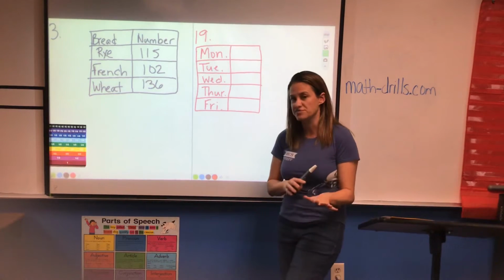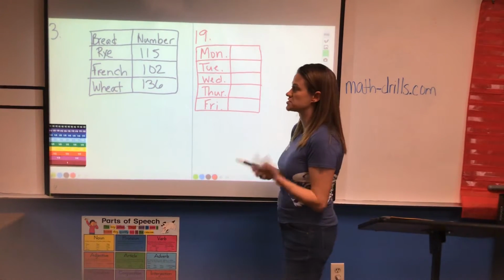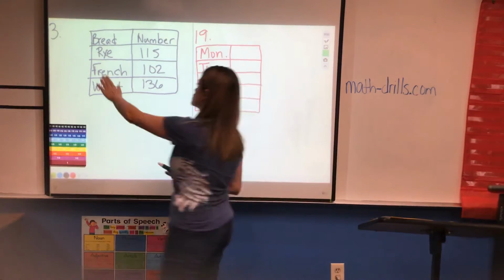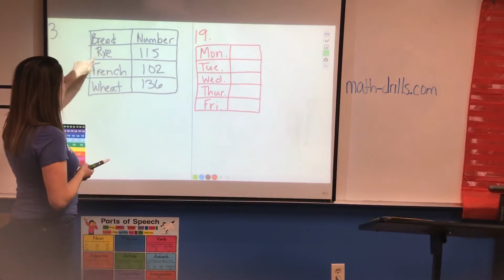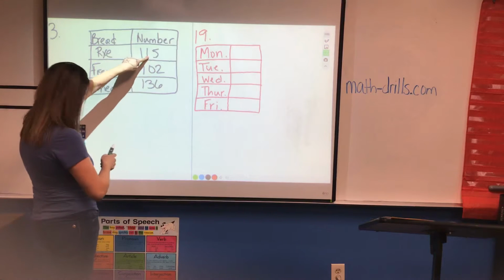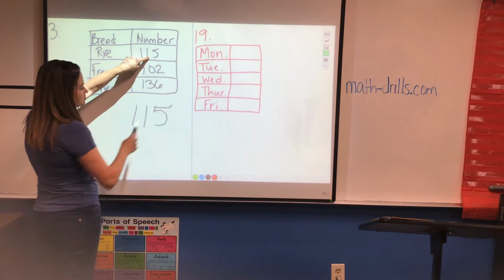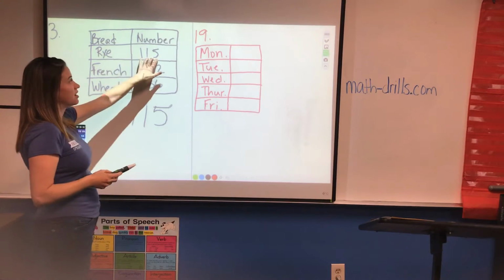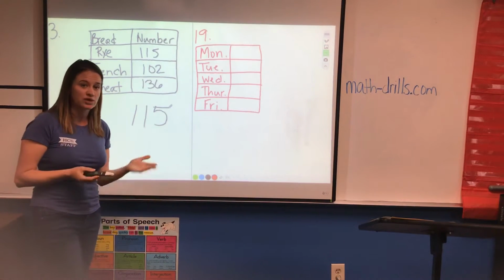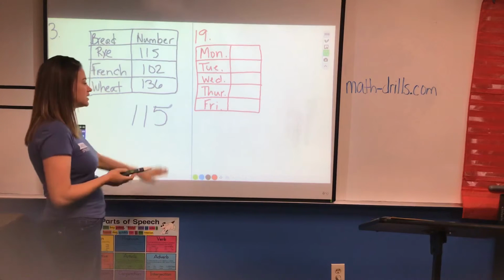So there's two things you have to pay attention to. You have to look for the specific bread they're talking about, which is the rye bread. So I'm going to go to my table chart, I'm going to look for rye, and I'm going to come on over, and I see they say the number 115. So they want to know if each week they make 150 loaves of rye bread in 1 week. They want to know how many you're going to make in 4 weeks.